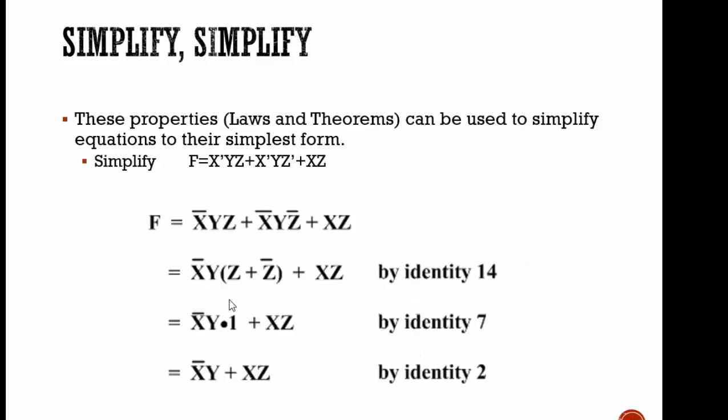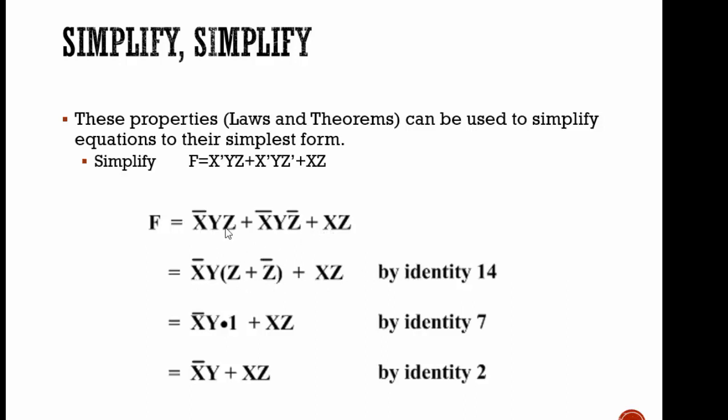Next. So how do we simplify? This is an example of simplification using the identities that we have just discussed. So this is what's given: x prime y z plus x prime y z prime plus x z, which, as you can see, uses the apostrophe, but here in the solution, we can also represent it this way. Both will mean the same.